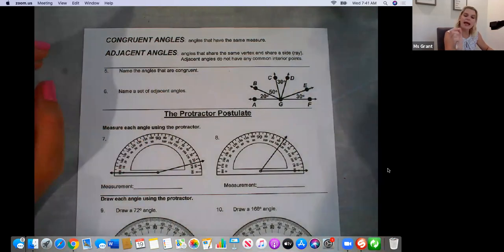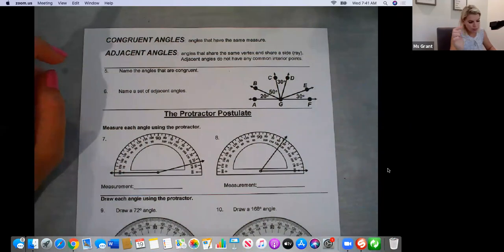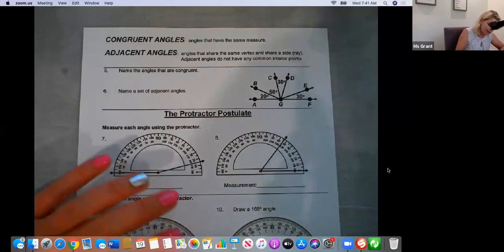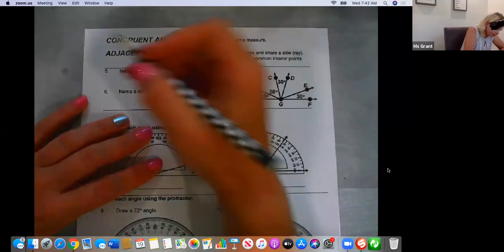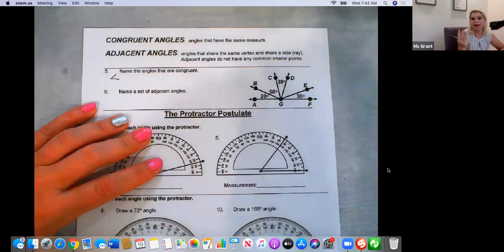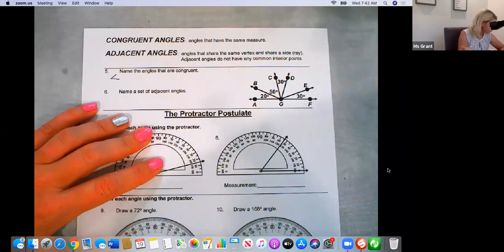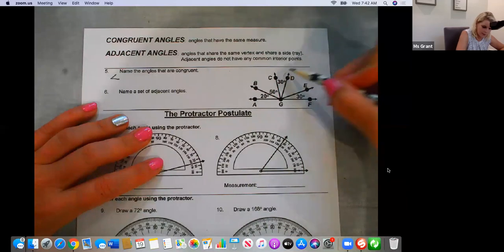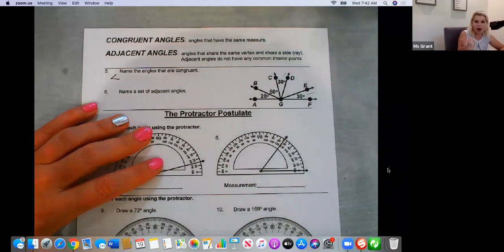So when you name them, let me give you one example and then you can do the other one. One example is you need to write the angle symbol. You need to give 3 letters for an angle. Let's do this 30 and 30 real quick. That's obvious, right?